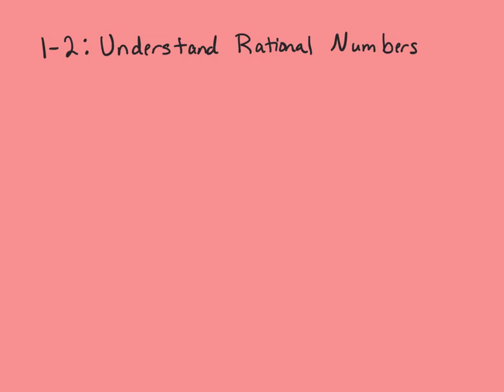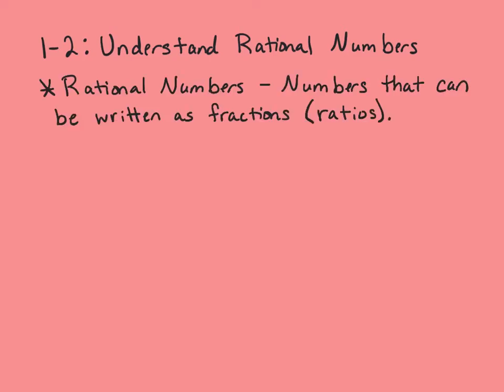Lesson 1-2 is understand rational numbers. Rational numbers are just numbers that can be written as fractions, which we also call ratios. It's important to note that ratio is in the word rational. So when you see rational, you can think, I can write that number as a fraction.